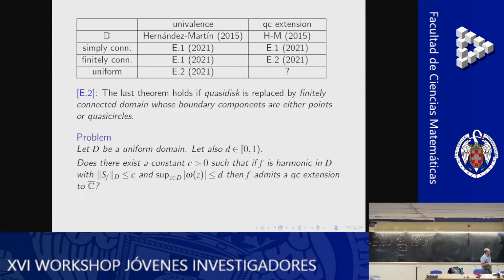If D is a uniform domain and small d is a number between 0 and 1, I ask if I can prove the same theorem: if there exists a constant small d such that a harmonic mapping with small Schwarzian and dilatation omega bounded by that d admits a quasi-conformal extension to the whole Riemann sphere. Yes, for d sufficiently small. So I cannot prove it for all d. I can prove the existence of some small d naught. Okay, so for small dilatations, I can do this.